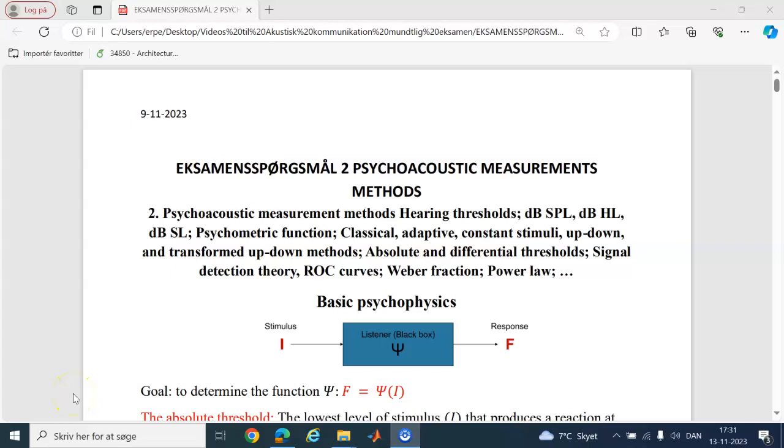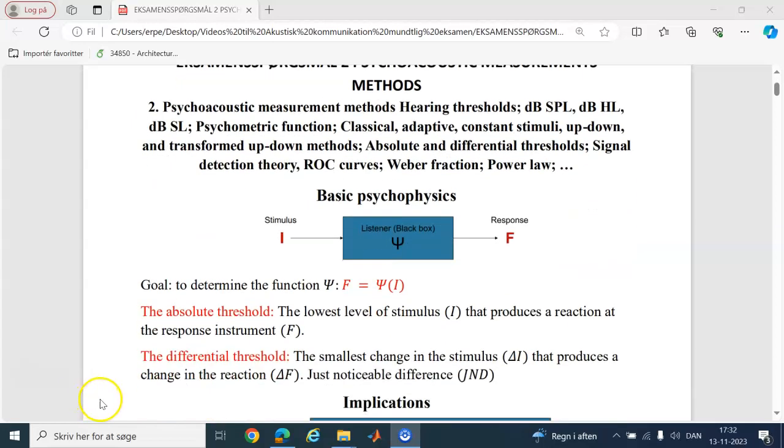Psychoacoustic measurement methods: hearing thresholds, dB SPL, dB HL, dB SL (dB sound pressure level, dB hearing loss, dB sensation level), psychometric function, classical, adaptive, constant stimuli, up-down and transformed up-down, absolute and differential threshold, signal detection theory, ROC curves, Weber fraction, power law. A lot of things here.